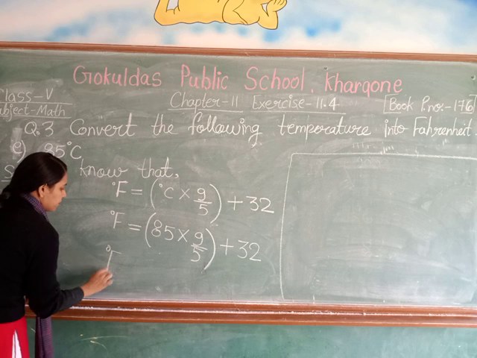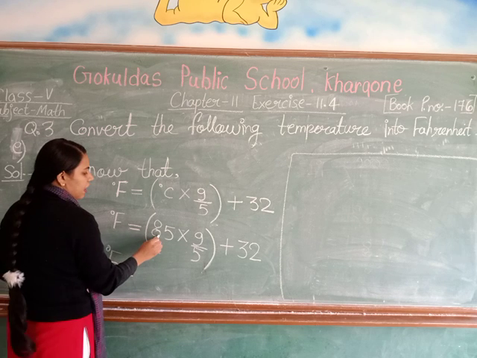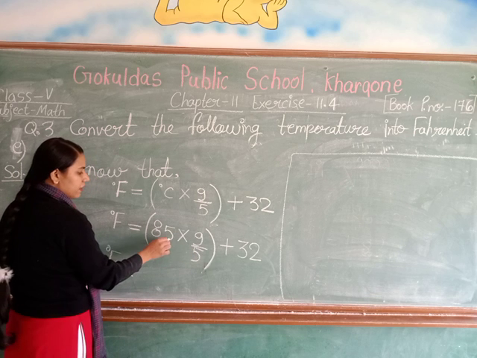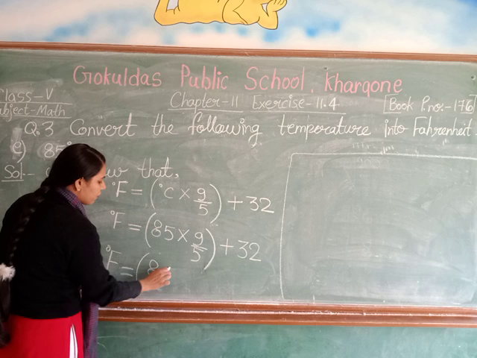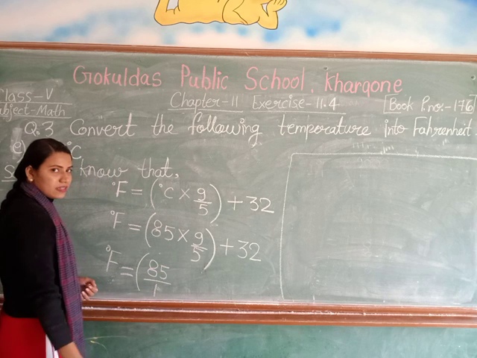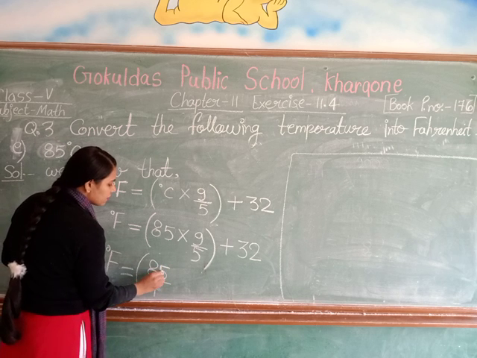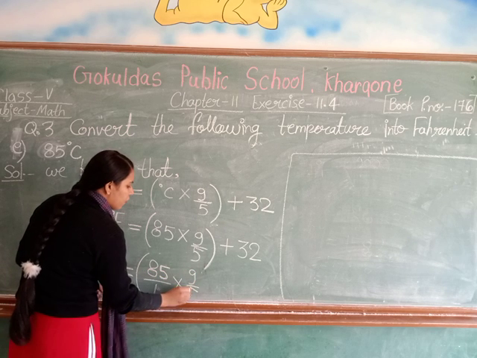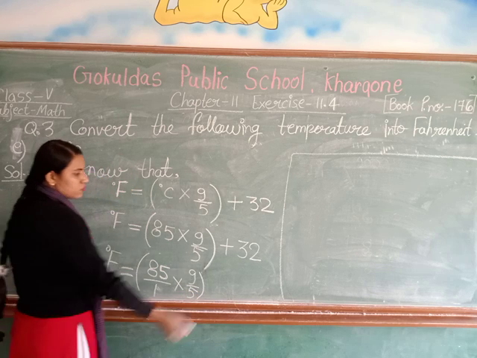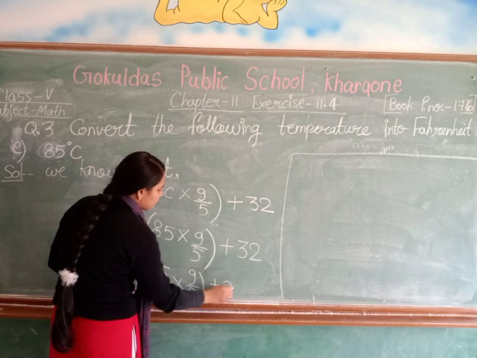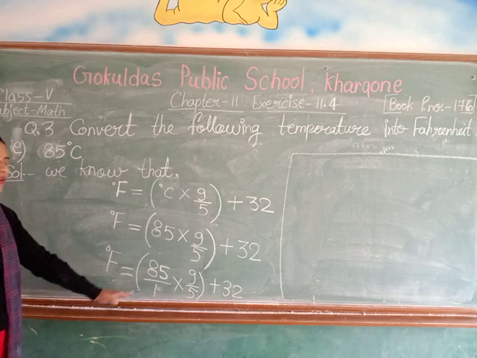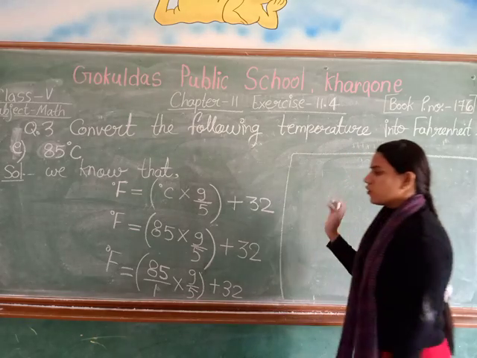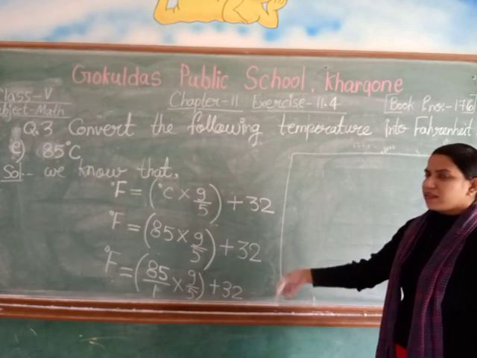Now in the next step, solve further. 85 is a whole number right now, and 9 upon 5 is a fractional number. So we will make 85 a fraction. To make it a fraction, I can write 1 in the denominator. Multiply 9 upon 5, bracket close. Do not forget to write plus 32. Now I don't have further space, so I am writing in that part. But in your copy, you will write in the following lines.